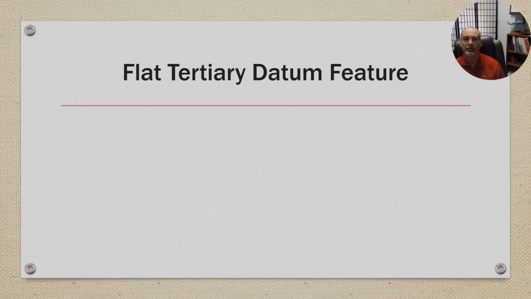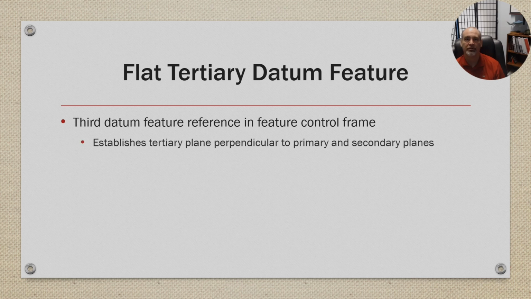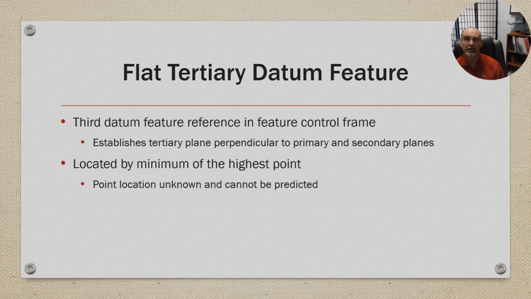And this is why we need the flat tertiary datum feature. The third datum feature reference in the feature control frame establishes a tertiary plane perpendicular to the primary and secondary planes, located by a minimum of the highest point on that third surface. And the point location again also is unknown and cannot be predicted unless you're going to use targets.